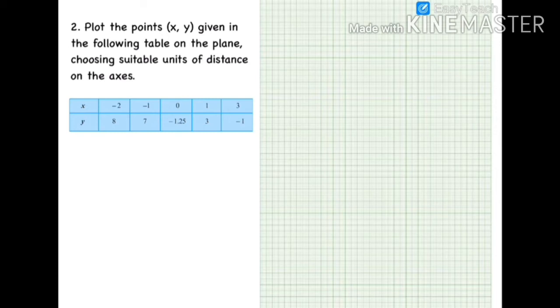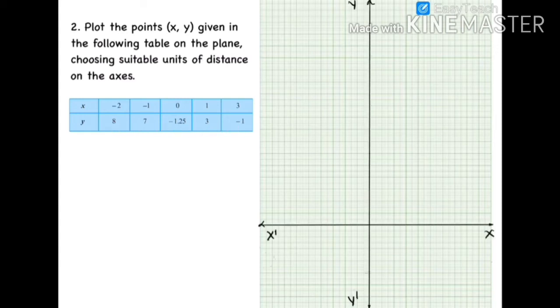Before drawing the two axes, let's decide on the range of numbers that we are going to put on them. If you look at the x coordinates, the numbers range from -2 to 3. And looking at the y coordinate, we can see that the numbers range from 8 to -1. Now I have drawn these two axes in such a way that there is more place on the positive y-axis. Why? Because y coordinate ranges from 8 to -1. So we will have more positive numbers on the y-axis.